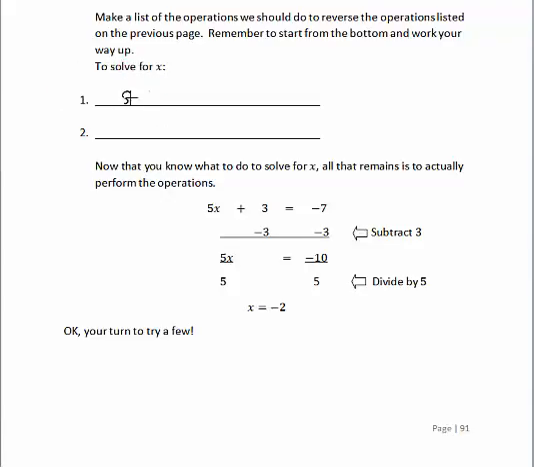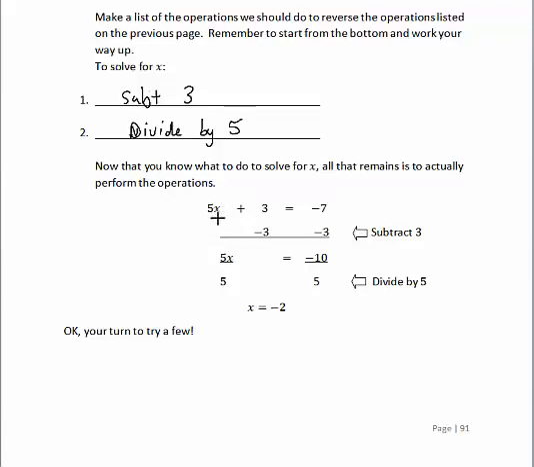So I'm going to fill out my list again. Subtract 3, divide by 5. So here's our equation that we started with: 5x plus 3 equals negative 7.